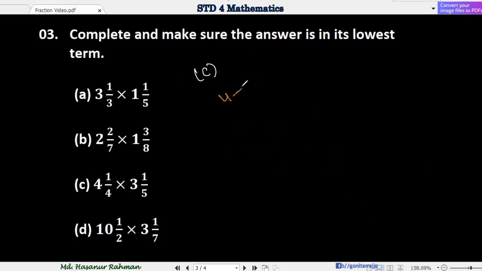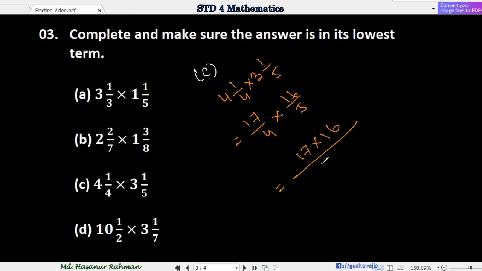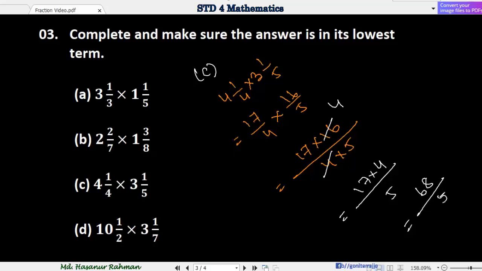Number C says 4 whole 1 by 4 multiplied by 3 whole 1 by 5. So actually we can convert mixed into improper. 4 4 is 16 plus 1, that is 17, multiplied by 5 3 is 15 plus 1, that is 16. So we can multiply the numerator, 17 multiplied by 16, 4 multiplied by 5, that is the denominator. So now we have to divide 16 by 4, that is 4. So 17 multiplied by 4. So if we want to find out the multiplication of 17 and 4, we will get 68 divided by 5.